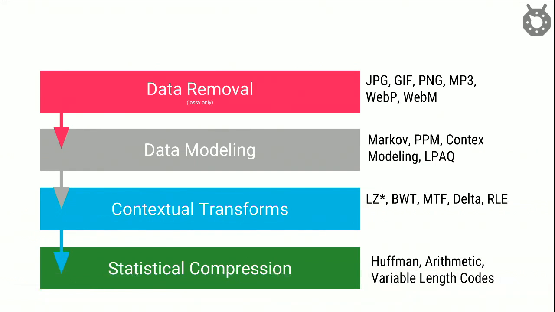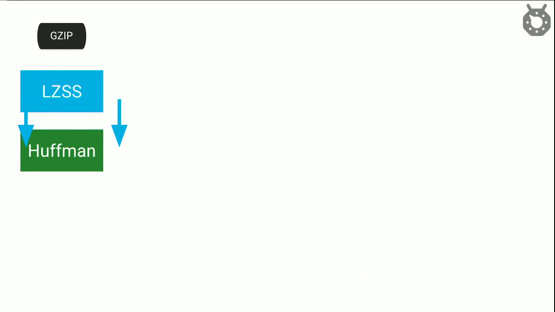And of course, then that can be fed into the data modeling phase or the contextual transforms or the statistical compressors. This is how the modern industry of compression works, top to bottom. This is all you need to know, right? Anytime someone talks about an algorithm, it fits in one of those 4 buckets, period. That's it. Done. So let's talk about how this works in reality.